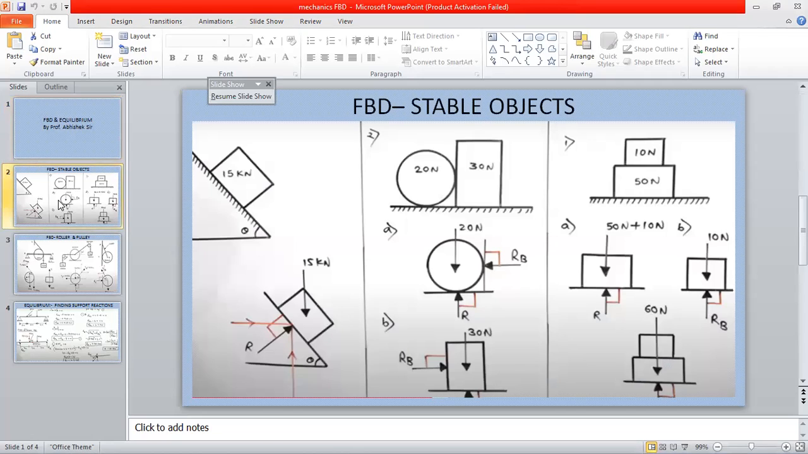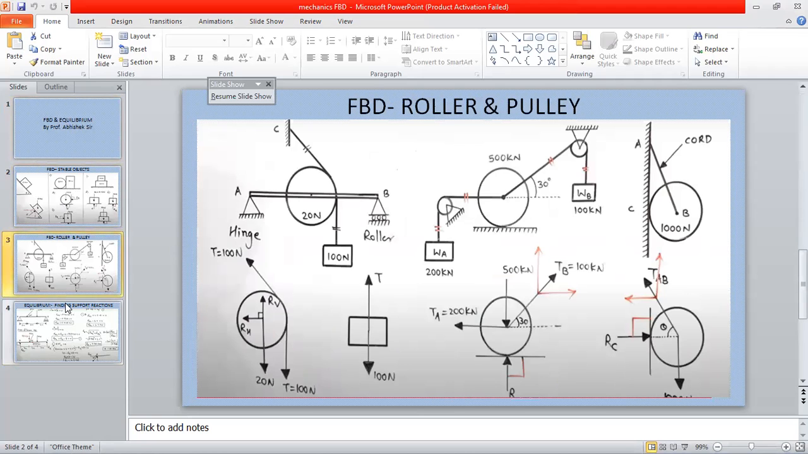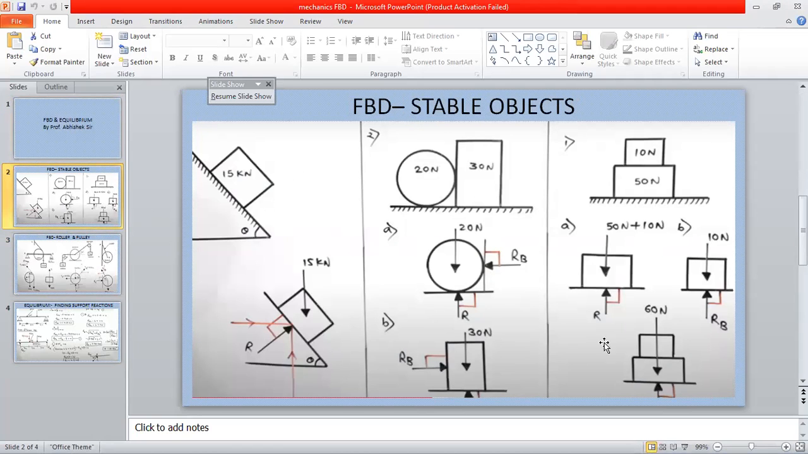Now, in this way, you can observe these FBDs. We are having various FBDs now. We are having 3 plus 3, that is 6 FBDs in these 2 slides. For study purposes, we are studying these FBDs. So you can consider these various FBDs for your understanding purpose.